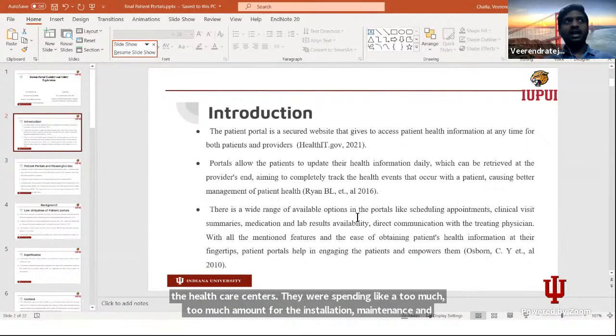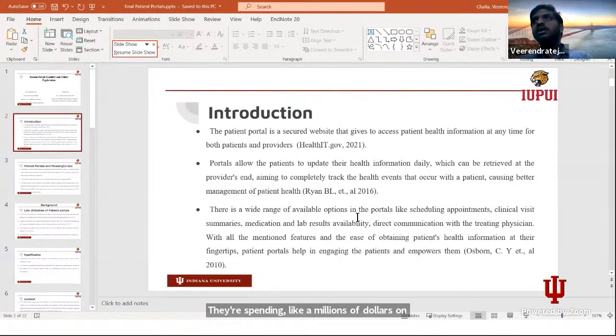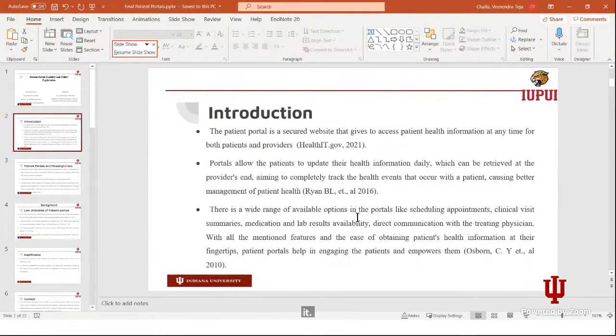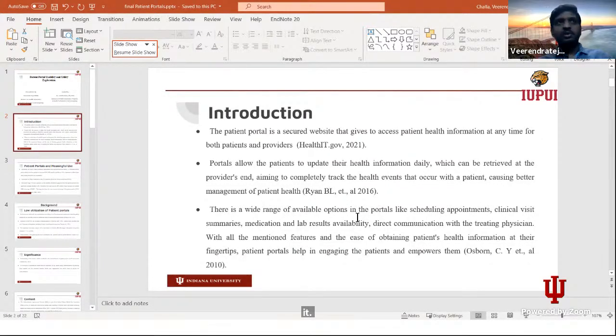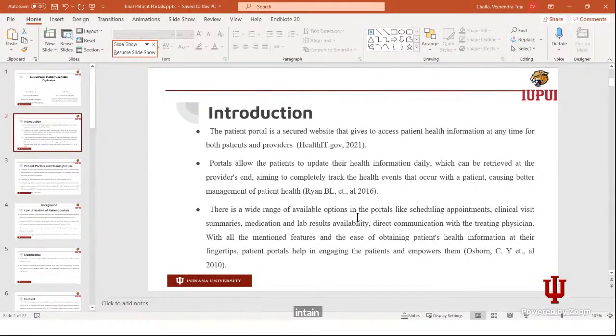They are spending millions of dollars on the patient portals, and at the end of the day, if the benefits are not obtained from the patient portals, it's not economical, and it is an added burden on the hospitals. For smaller hospitals, it is really difficult because it takes like 100,000 to maintain technical staff or someone.